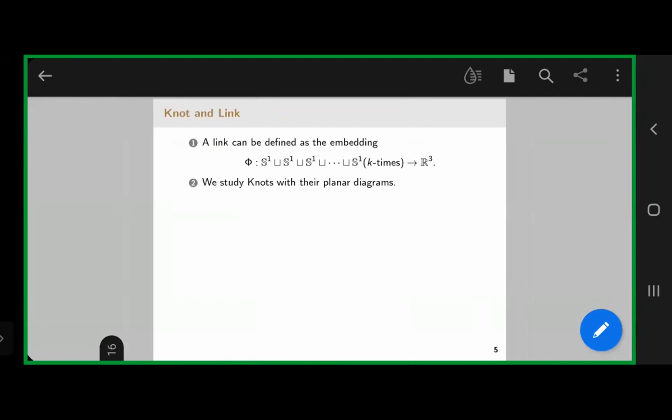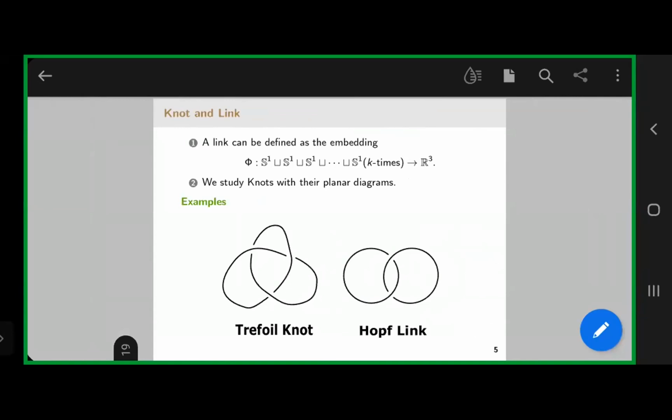To understand these embeddings, instead of understanding them in R3, we understand them in R2, looking at their planar diagrams, planar images. So for examples, these are the two links we keep in mind whenever we are thinking.